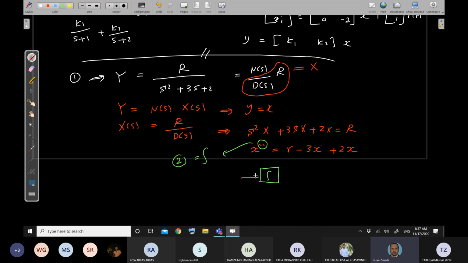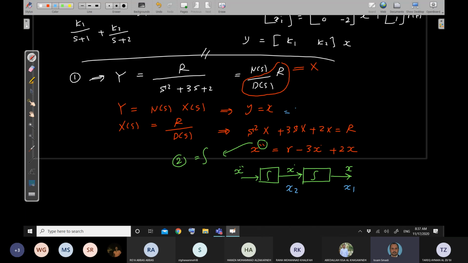So this will be the x double dot, the first integrator, the second integrator, and here I'm having the x. So this will be the x dot. The output of each integrator is a state variable. So this will be the x1, this will be the x2.